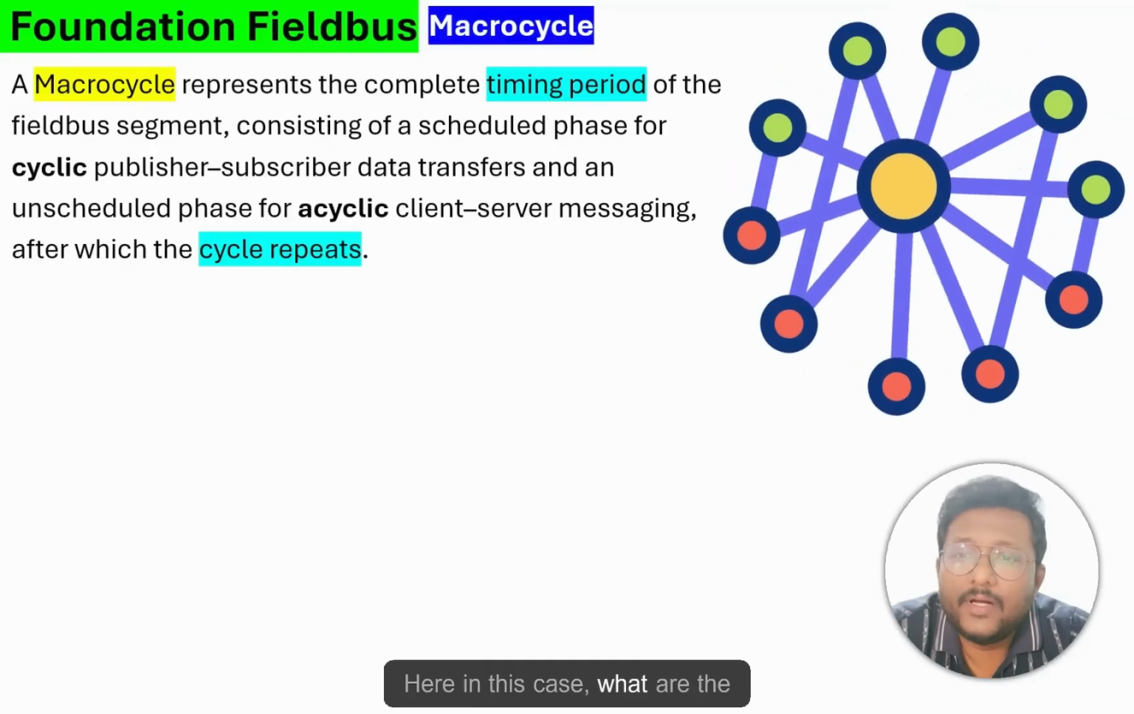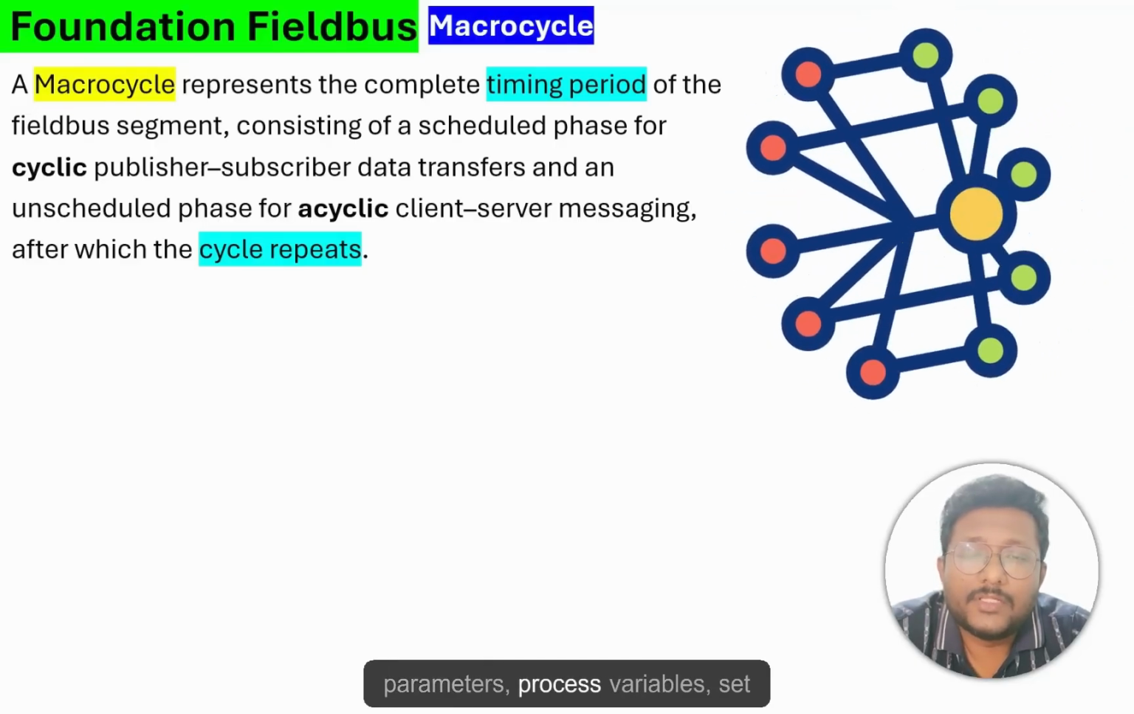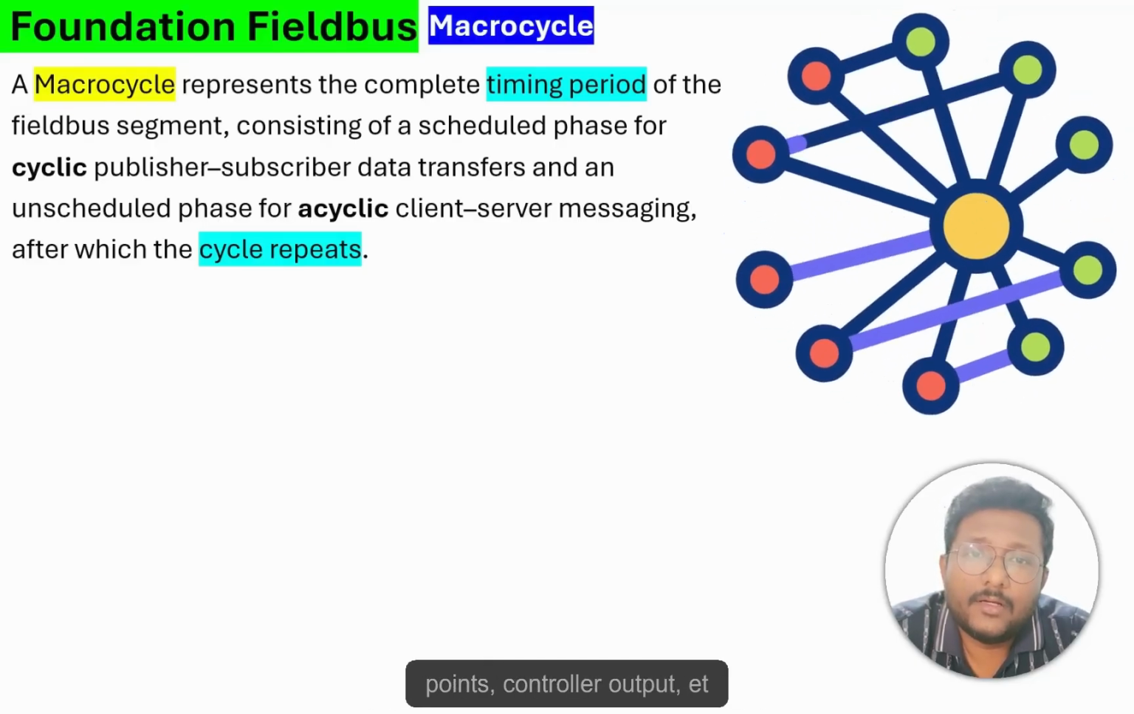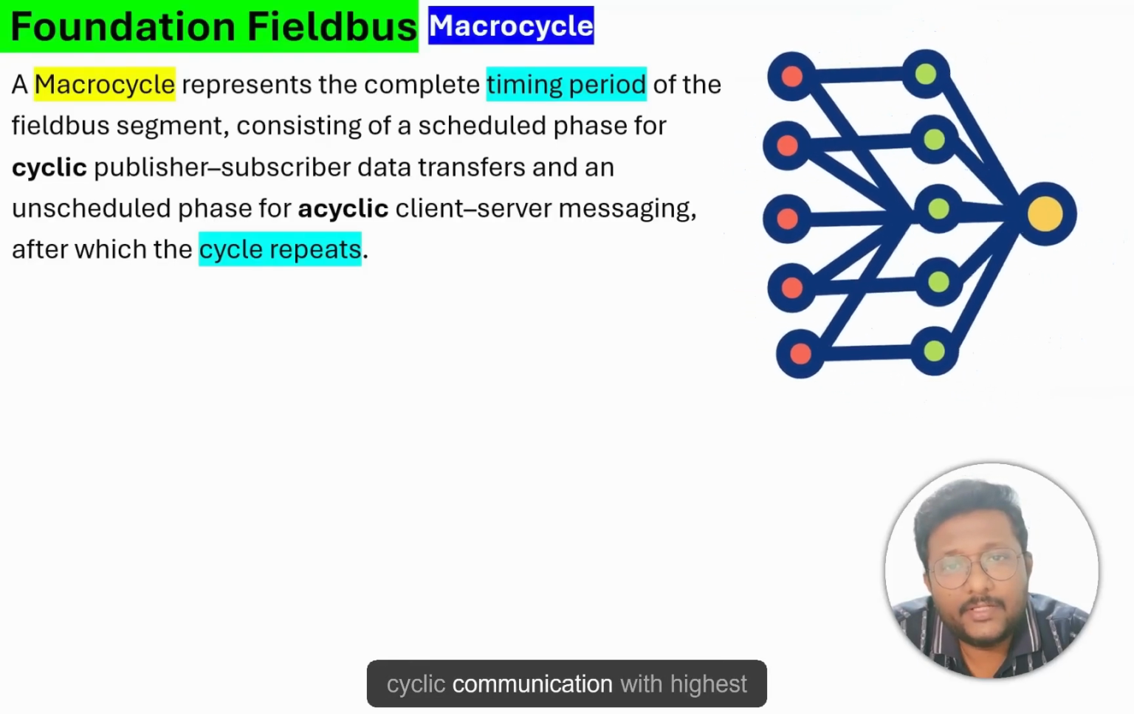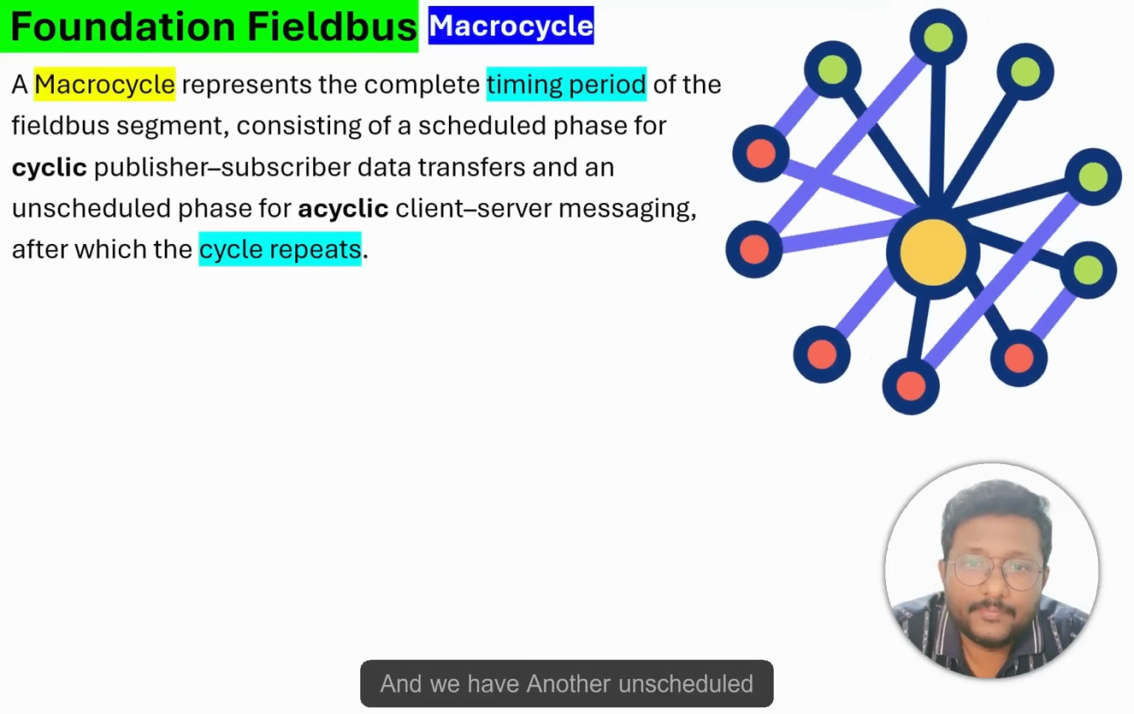Here in this case, what are the parameters? Process variables, set points, controller output, etc. will be fetched in the cyclic communication with the highest priority.